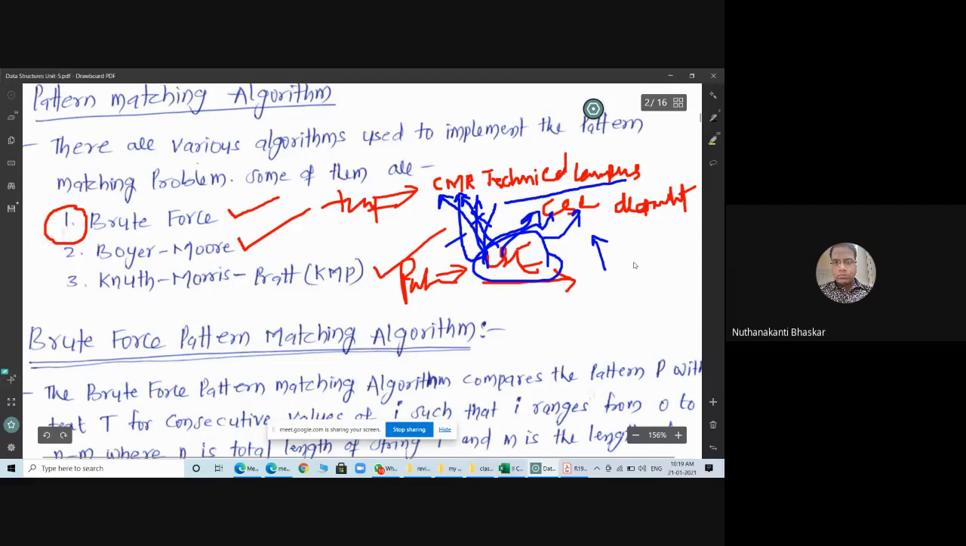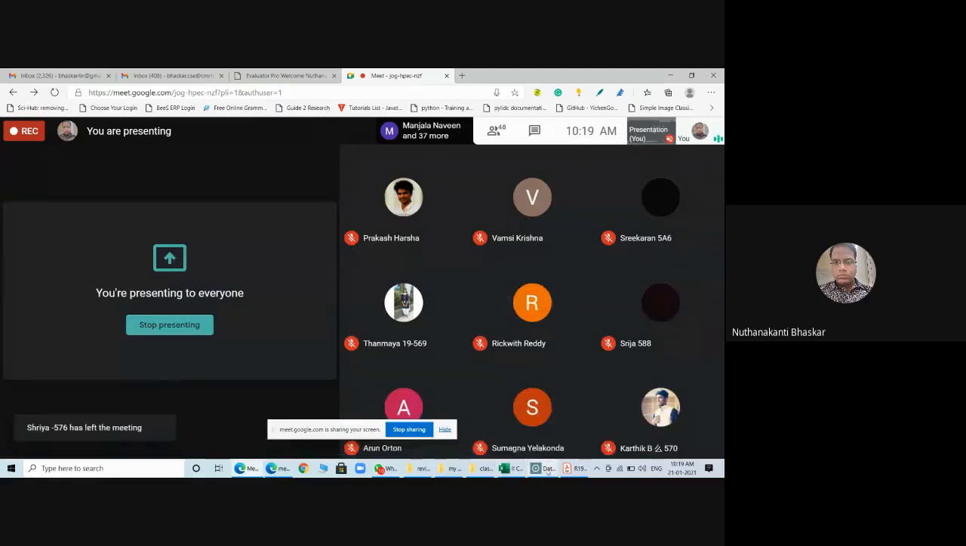Clear? This is the way machines are going to search for a particular keyword in a particular text. Yes or no?